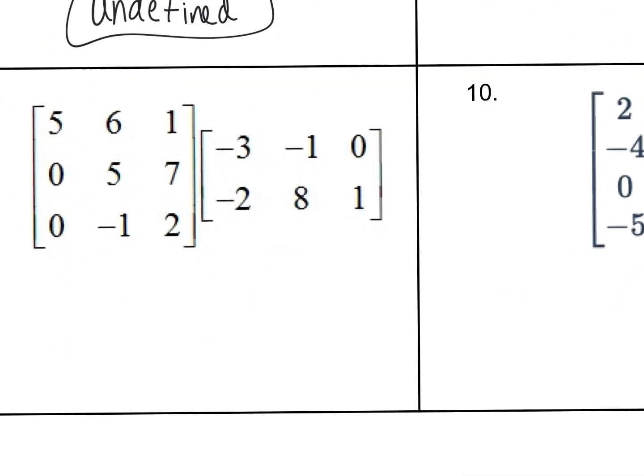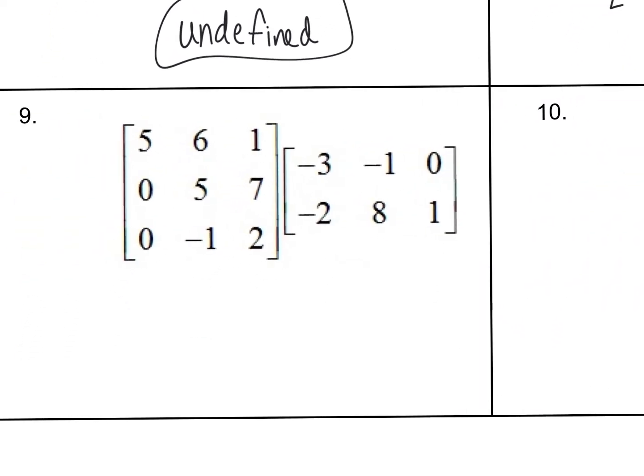Number 9. Ooh, what operations happen here? This is multiplication. This is not addition or subtraction. So with multiplication, do they have to be the exact same size? No. What is the rule for multiplication? We just did it in number 3. The dimensions. Write the dimensions at the top, right? Then we see, do the 2 in the middle match? And if so, our answer is going to be the 2 on the outside, right?